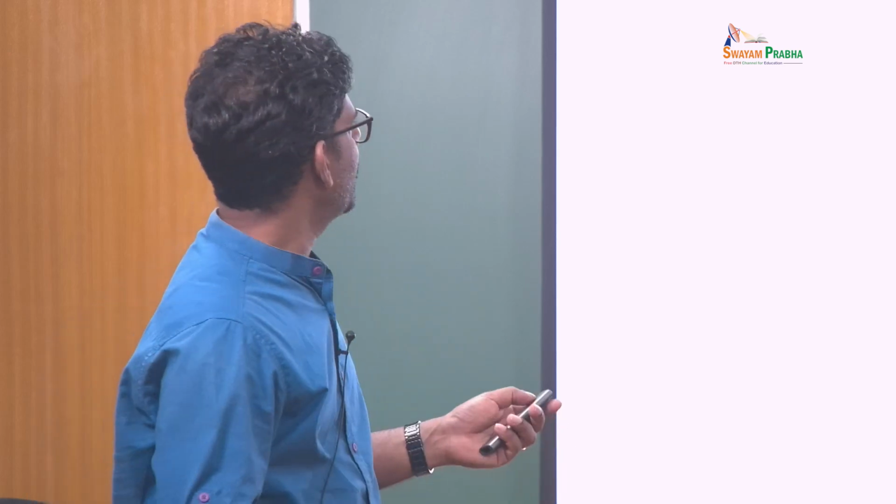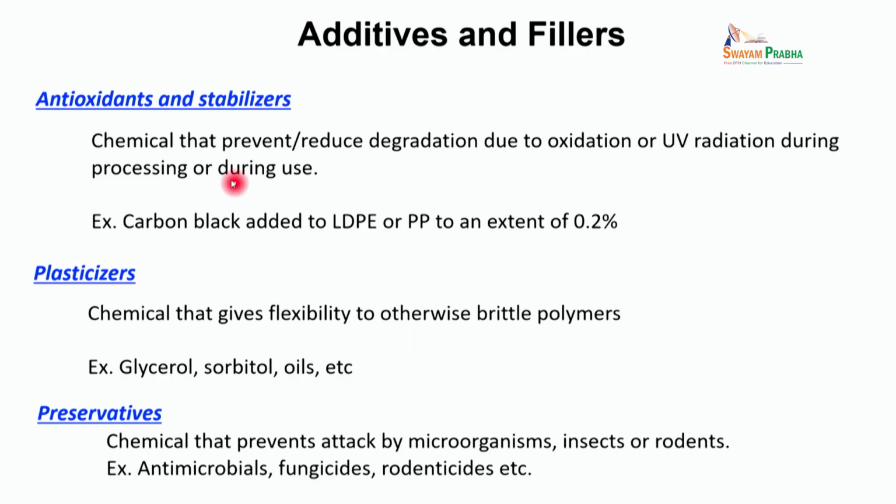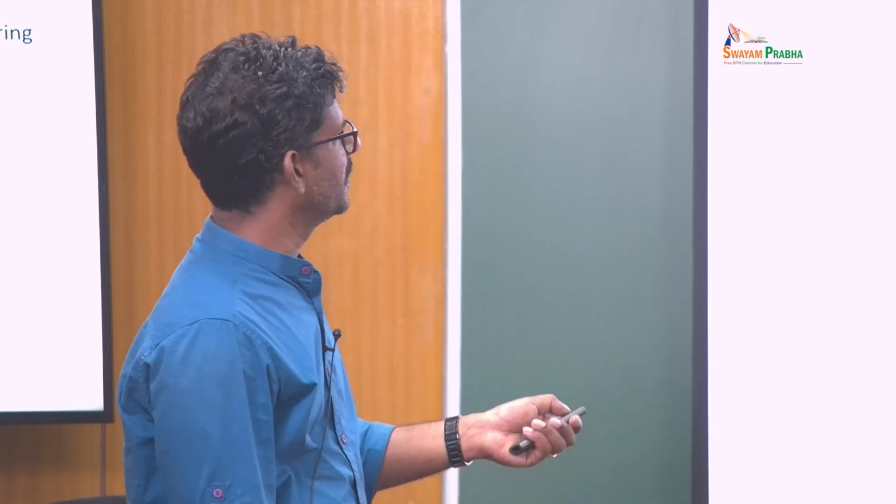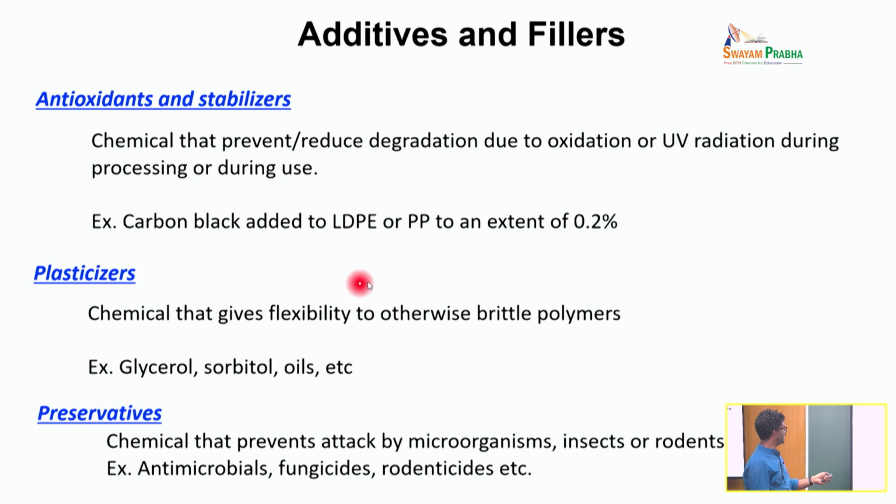The antioxidants and stabilizers, as I mentioned, are chemical additives added to prevent degradation due to oxidation or UV irradiation during processing or after use. Carbon black is a very good example of UV resistance, because carbon black absorbs UV light so that the polymer does not get affected. It's common to see carbon black added to low density polyethylene or polypropylene to an extent of about 0.2% or so.